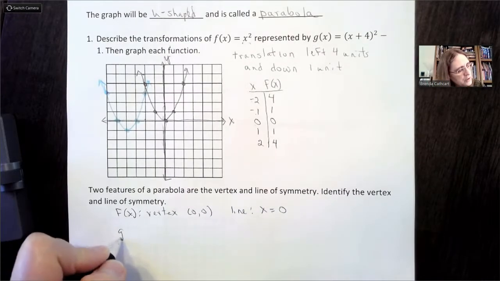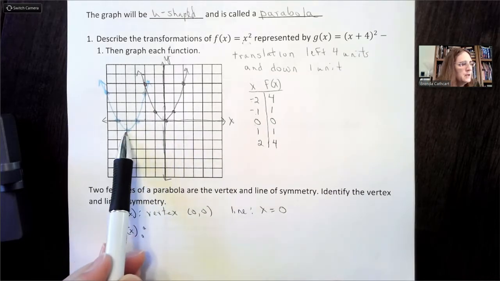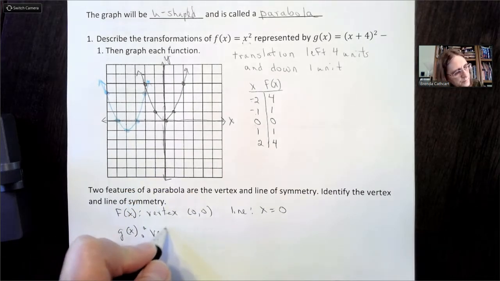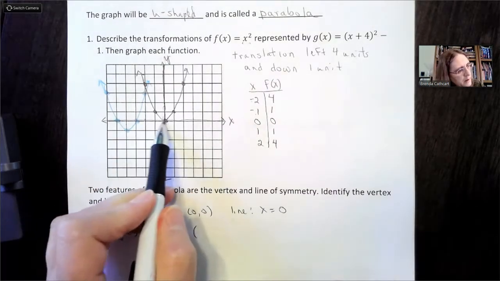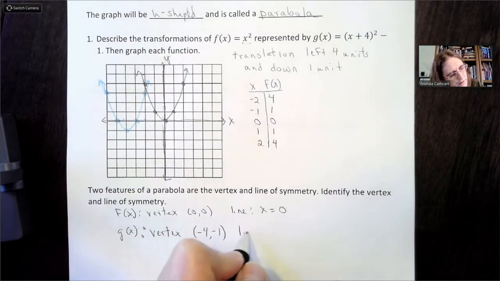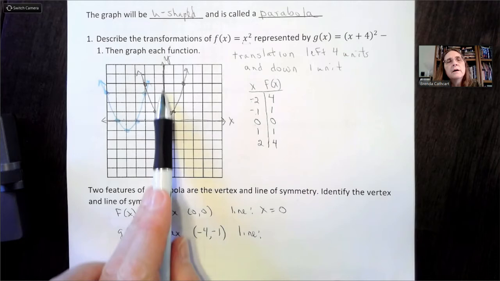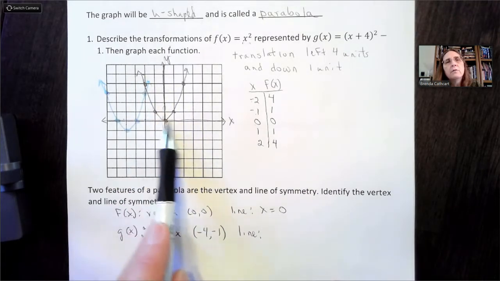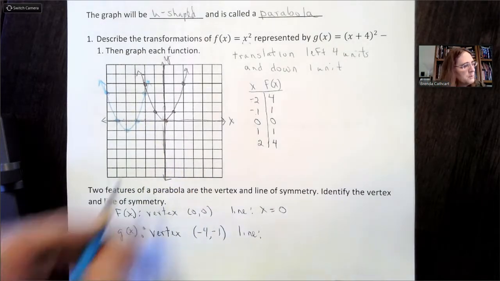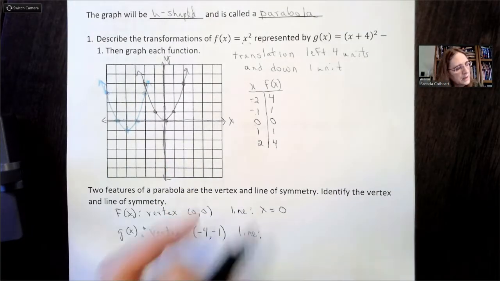For our new function, g(x), the vertex is shifted. It's shifted to the left and down. So our new vertex for g(x) is going to be the ordered pair (-4, -1). The line of symmetry is also shifted to the left. Instead of right up the middle of the original graph there on the y-axis, it's also been shifted to the left 4. So our new line of symmetry is here, and that's the equation x = -4.